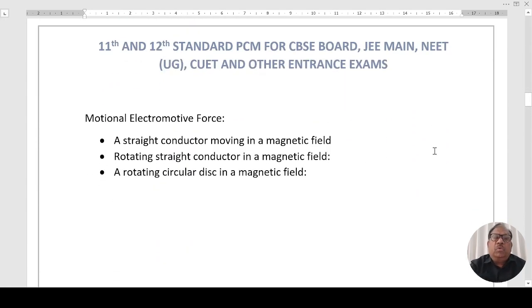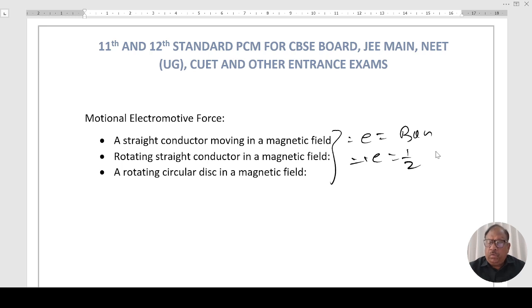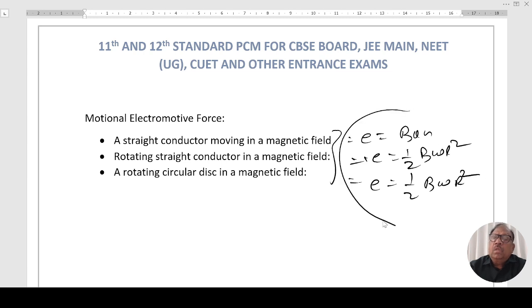For a straight conductor moving, you have some mathematical expressions: E = BVL. For a rotating rod, E = half B omega L squared, where omega is the angular velocity. For a rotating disc, E = half B omega R squared. These are the certain formulas. Now, let's start with the question.